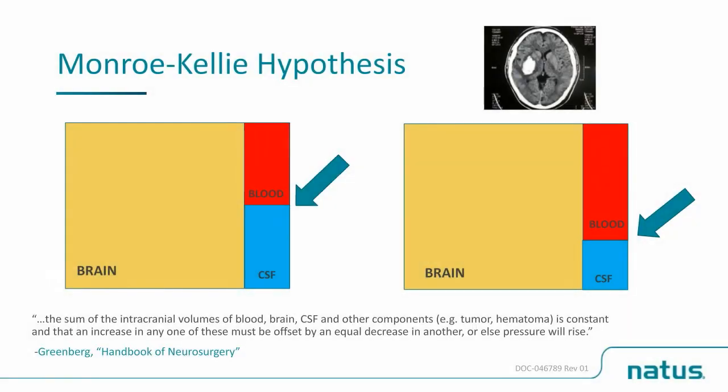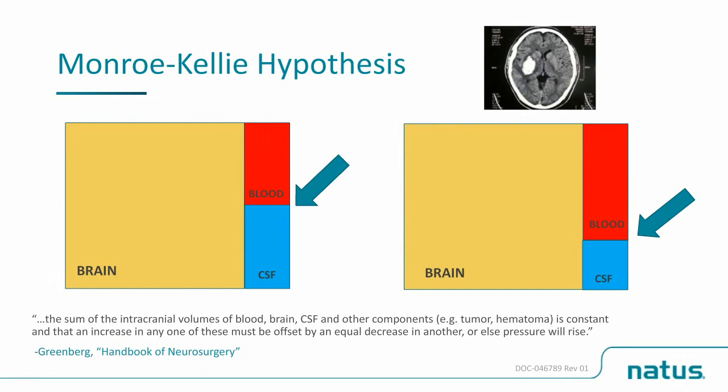So what exactly happens when there's an increase in the volume of one of the intracranial components, like blood, for example, due to an intraparenchymal bleed, as shown in the CT scan in the top right? How is equilibrium, and therefore ICP, maintained? By keeping the total sum volume of the contents of the cranium relatively constant, i.e. the Munroe-Kelly hypothesis.